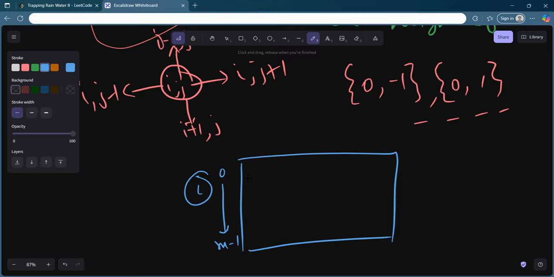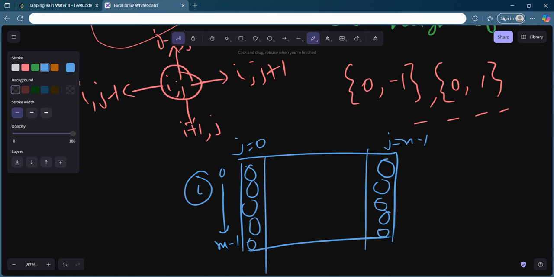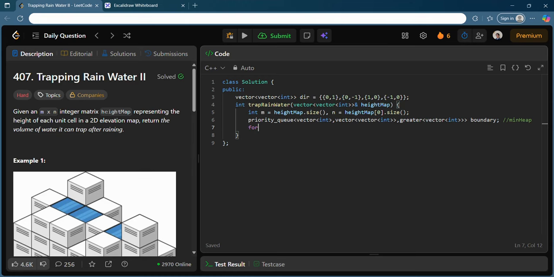This will be my i iterating variable. I will iterate from 0 to n minus 1, and I will push this j 0 and this j n minus 1, only these two cells. These two cells I will keep pushing in this way. Okay, so in this way I will be adding all my vertical boundary elements to my priority queue, and after that I will just add these values.